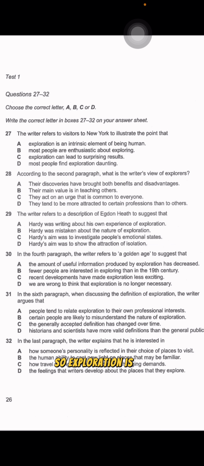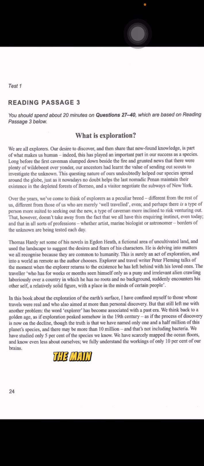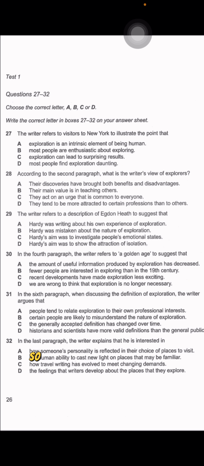So, exploration is an intrinsic element of being human. Yes, exploration is the most basic element of being human. The main idea of this paragraph, the focus of the paragraph, let's say, is that exploration is most characteristically a human nature. So the answer to question number 27 is A.